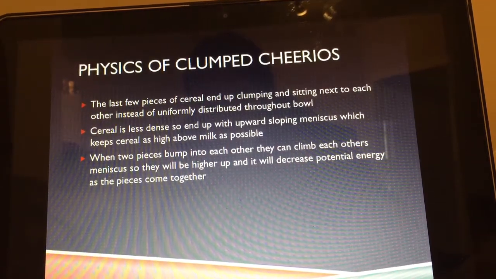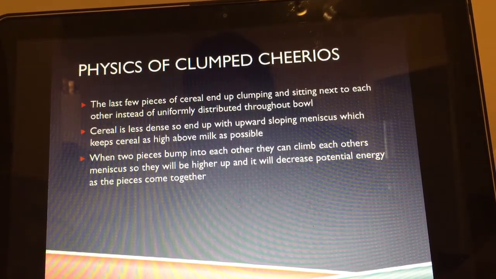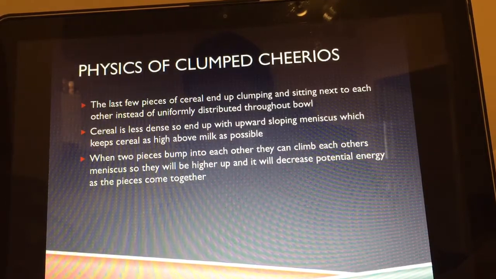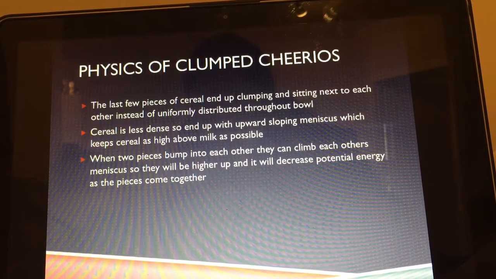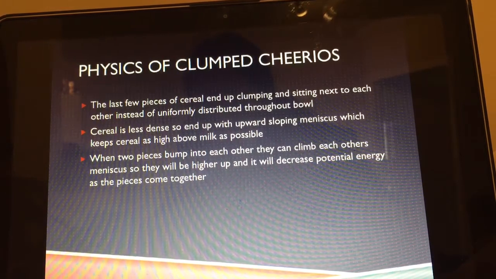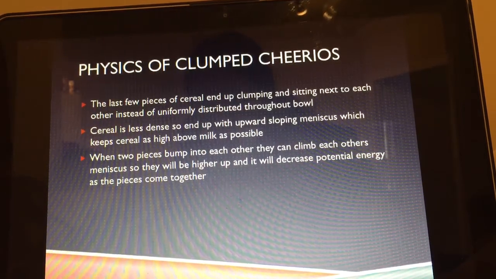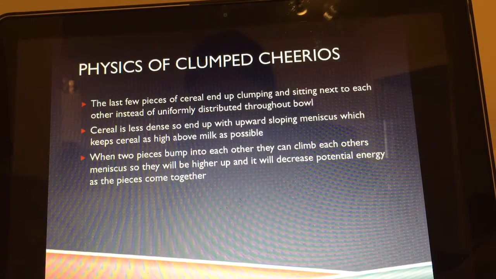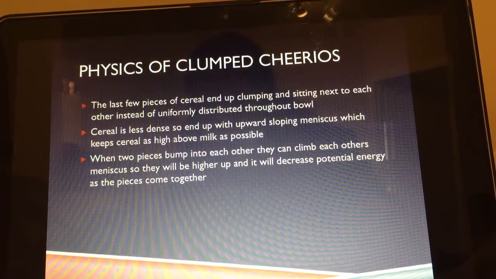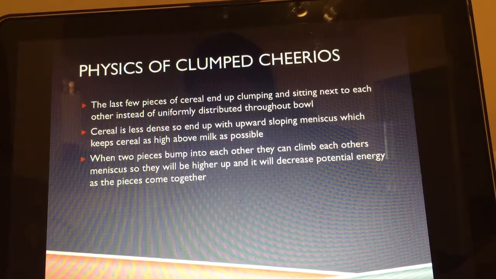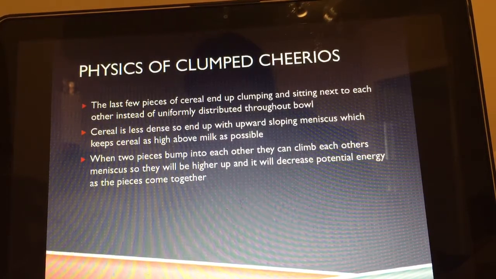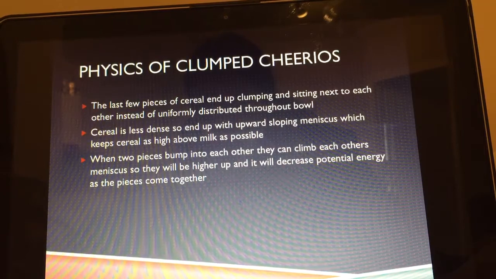Cereal is less dense than the milk it's sitting on, so it wants to sit as high as it can above the milk. This results in a meniscus that slopes upwards towards the cereal, so the cereal sits as high as it can. When two pieces of cereal are sitting on the surface of milk and happen to bump into each other, they each have an upward meniscus, and they end up climbing up each other's meniscus, and this decreases potential energy as they come together.